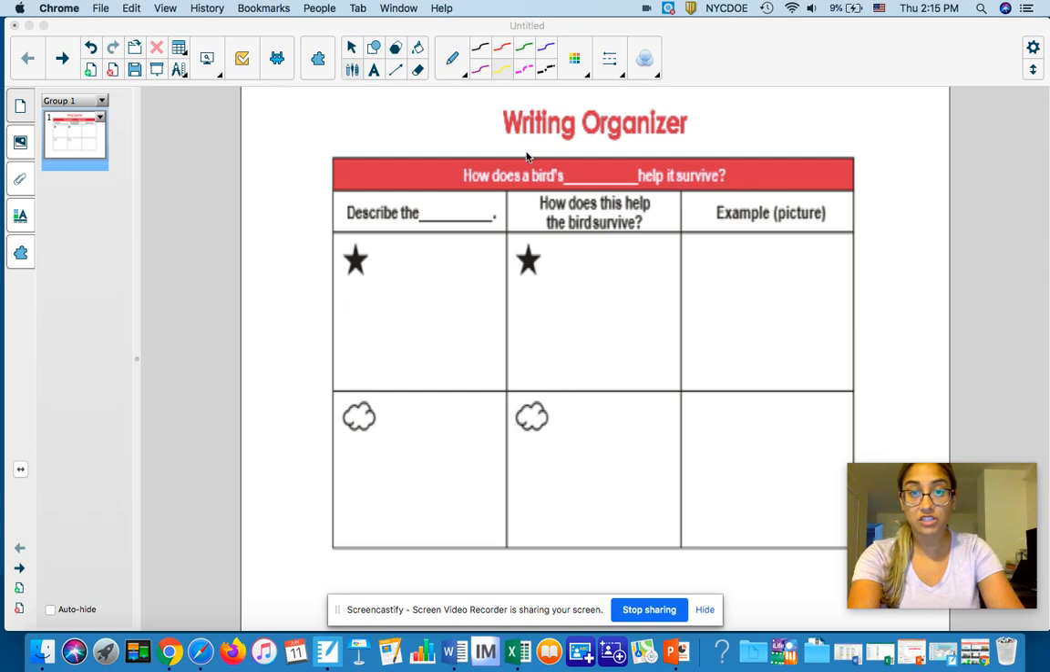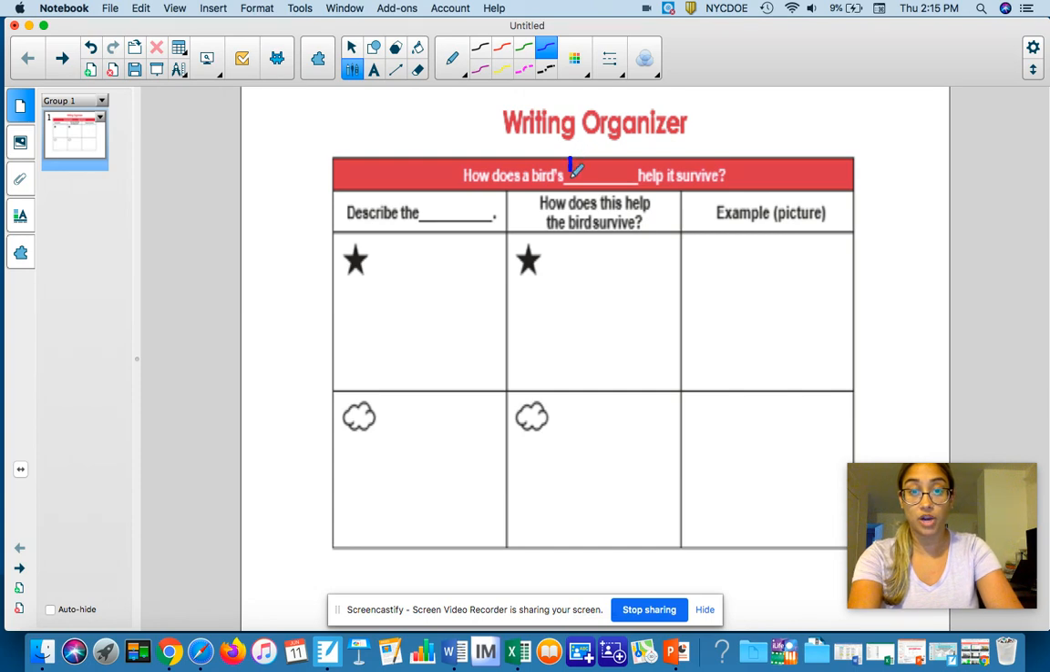Hi, boys and girls. So we are going to go over our writing organizer because you are going to have to do this on your own on the next slide. So the first thing we need to do is figure out what are we going to be talking about, which body part, a feather or a bird's beak. So today I'm going to be talking about a bird's beak. That is the body part that I am choosing.